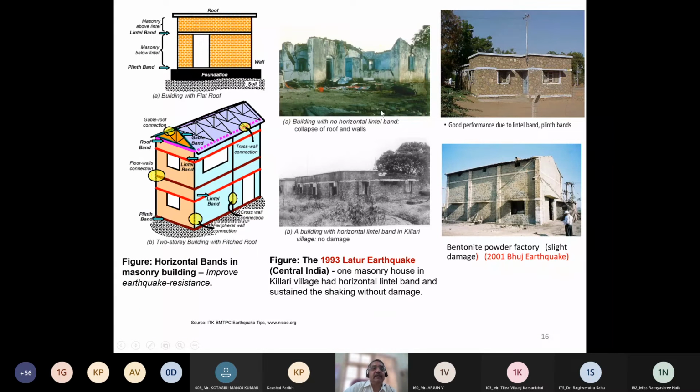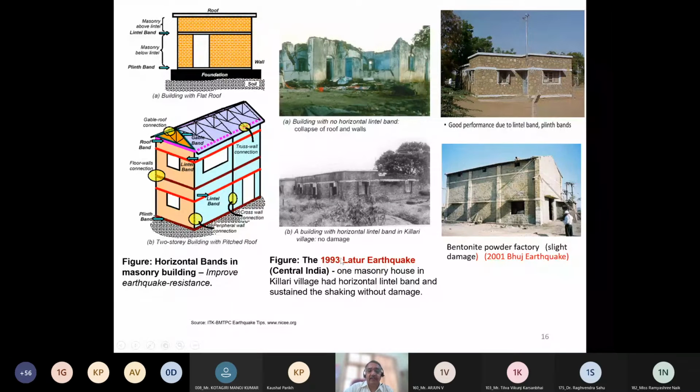In masonry walls, we can improve the earthquake resistant features by providing wooden or RC beams, which we call bands, at plinth level, at lintel level, and so on. As you can see in this right-hand side building, good performance due to lintel band and plinth band, whereas a building with no such bands has failed here.